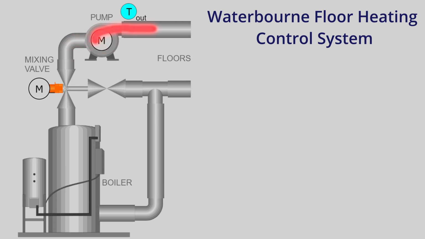A mixing valve uses the cold water from the return pipe and the hot water from the boiler to adjust the temperature of the water going out through the floors. A series of other valves adjust the flow of the mixed water to individual rooms, giving some regulation of temperature to each room.